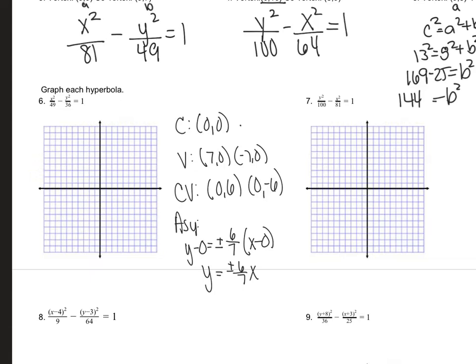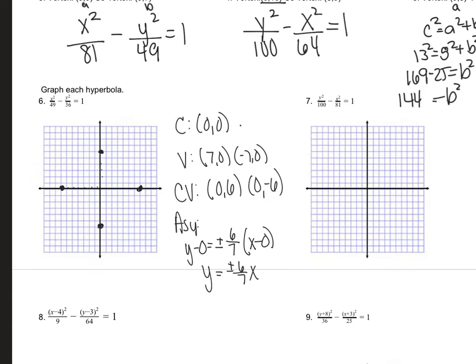All right, we can plot these vertices. So 7, 0, 1, 2, 3, 4, 5, 6. Negative 7, 0 is here. 7's here, 0, 6, 1, 2, 3, 4, 0, negative 6, 1, 2, 3, 4, 5.